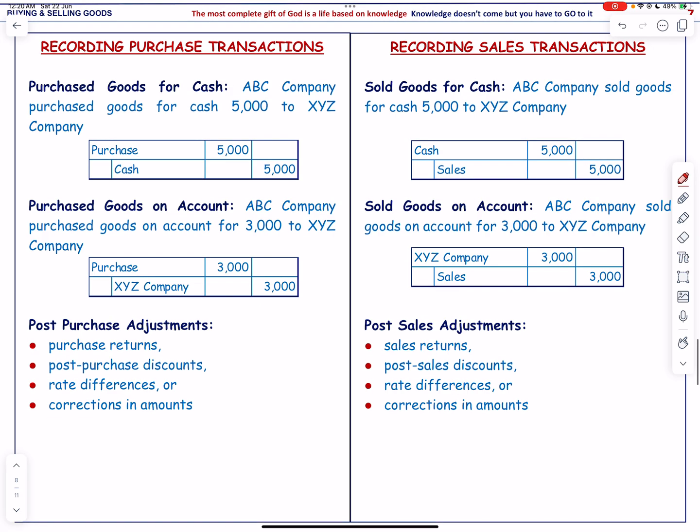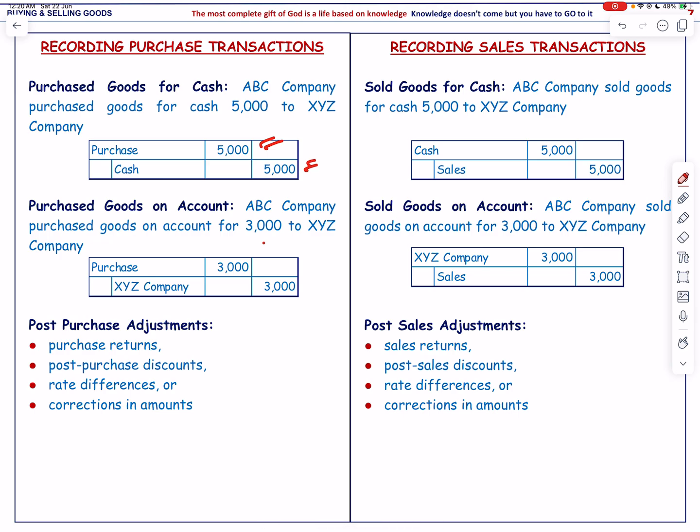Next, let us see how we are going to talk about purchases, and let us see some basic purchase transactions, starting with the simplest of those. ABC company purchased goods for 5,000 to XYZ company. So purchase is debit and cash is credit.